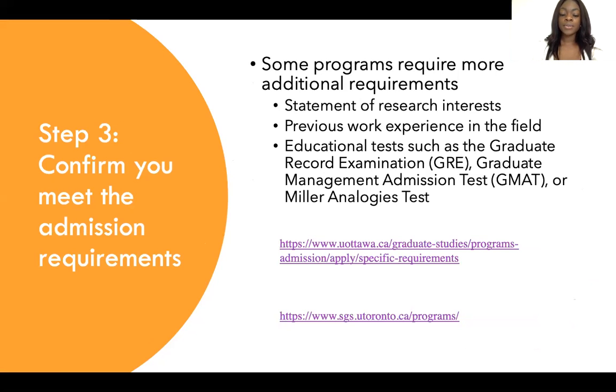A lot of times, in order to apply to a graduate program, you have to submit a statement of research interest. So that's pretty much just a letter that is explaining what you're interested in, why you want to go to the school, and how their research facility can benefit you. Sometimes you'll also have to submit your previous work experience in the field as well.